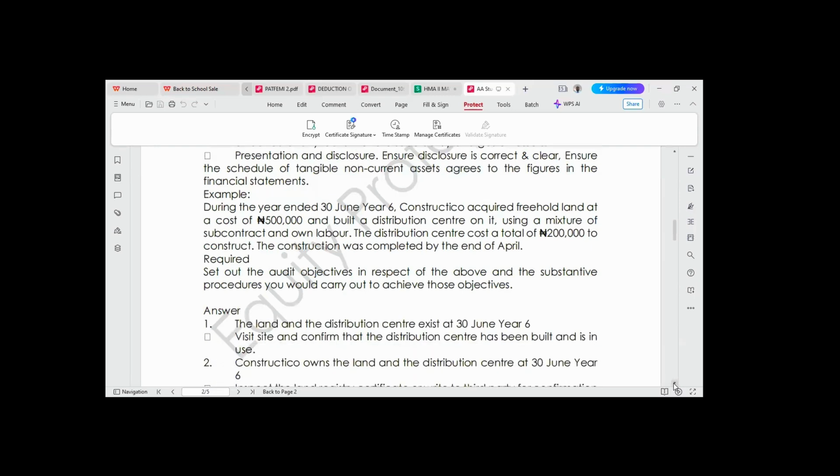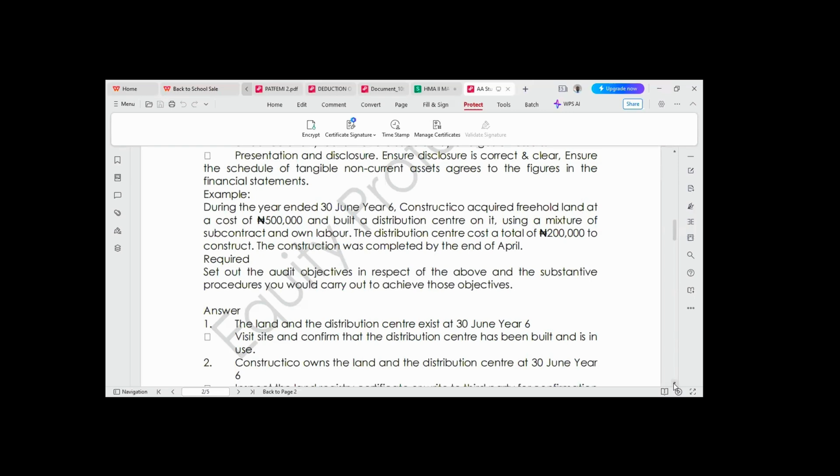Now, the land and the distribution center exist at 30th June year 6. So what are the substantive procedures that need to be done? Visit. The auditor will visit the site and confirm that the distribution center has been built and is in use. So it's not enough to just accept whatever your client says. You need to verify and confirm.